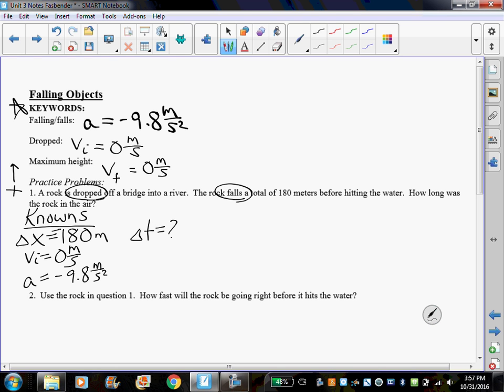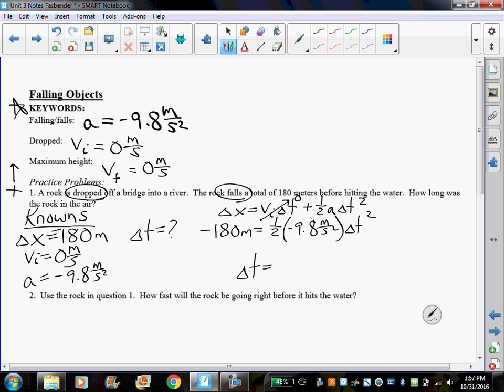Now looking at this, we know delta x, vi, a, and delta t, those things are all combined in delta x equals vi delta t plus 1/2 a delta t squared. So let's plug in everything we know. Negative 180 meters is equal to, now this initial velocity was 0, so that whole thing goes away, plus 1/2 times negative 9.8 meters per second squared times delta t squared. And from here, we just need to use algebra in order to solve for delta t. And when we use algebra, we find that the delta t ends up being 6.06 seconds.